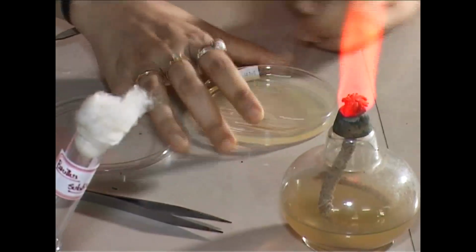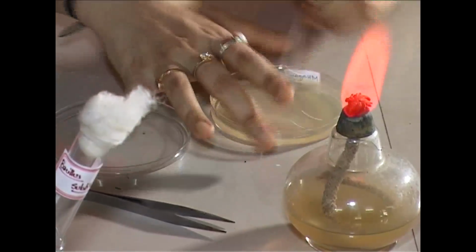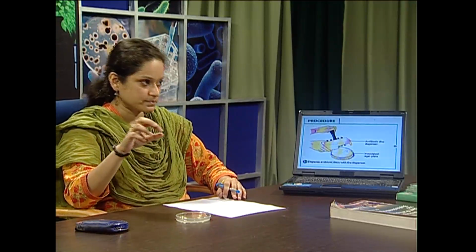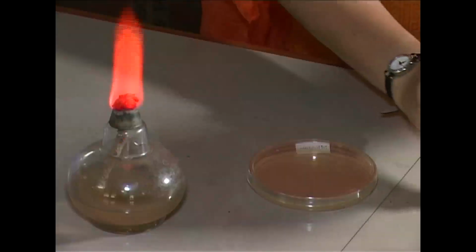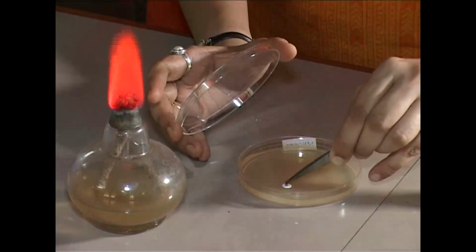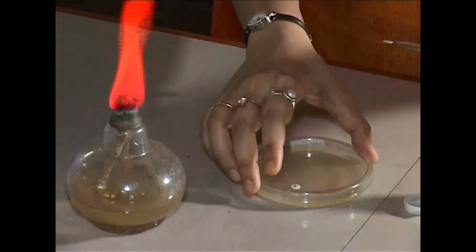After the bacterial inoculum has penetrated into the agar surface, we dispense the antibiotics with the help of an antibiotic disc dispenser or with the help of sterile forceps. This is the antibiotic disc, which we can see in different colors. It represents different kinds of antibiotics. Then it is placed on the agar surface with the help of sterile forceps, and each antibiotic disc should be at equidistance from each other.